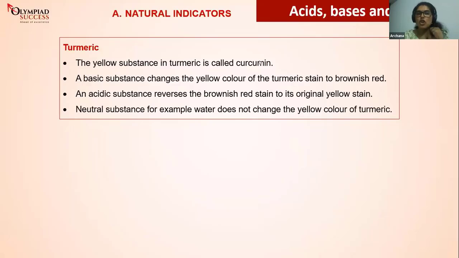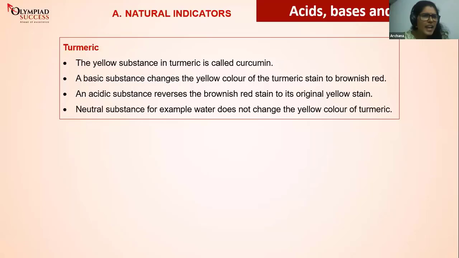So when a base is stained on turmeric, it gives brownish red. And if acid comes in contact with turmeric, it will give yellow. So I can also convert the red stain to yellow by treating it with acid. If suppose I'm treating turmeric with soap and then I add acid, it will go back to yellow color. Neutral substances do not change the yellow color of turmeric.